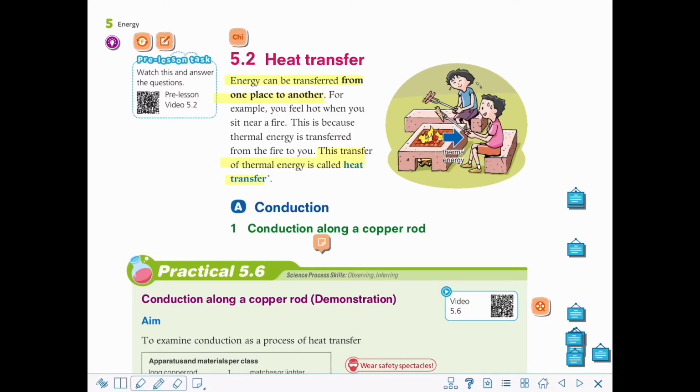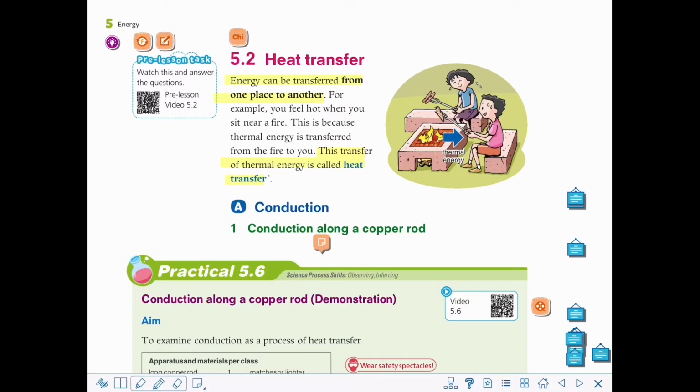Now let us have a look at one of the three processes of heat transfer. It is called conduction. First of all, we will have a look at an experiment or practical. The practical 5.6 here is a demonstration experiment of conduction along a copper rod. I'm going to show you a video of this experiment soon, but I would like to draw your attention.